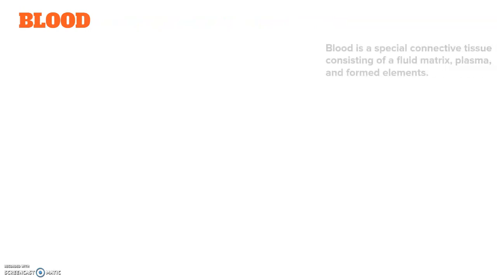Now let's start with the first topic, that is blood. We know that blood is a special connective tissue consisting of a fluid matrix, plasma, and formed elements. Plasma is a straw-colored viscous fluid that constitutes nearly 55% of the blood. 90 to 92% of plasma is water, and proteins contribute 6 to 8% of it. Fibrinogen, globulins and albumins are the major proteins.